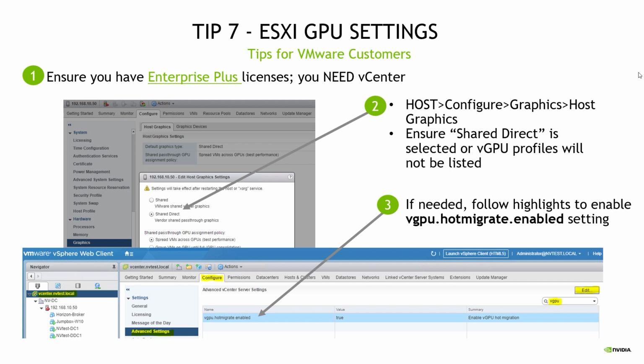The second thing, and I see this quite a lot, is that when people are first installing the server, they will forget to change the graphics mode to shared direct. Okay, the default graphics mode is shared. So make sure that you go to the screen grab that you see below there and change that to shared direct if you're using virtual GPU. You can leave it at shared if you're using something like VSGA, or if you're using GPU pass-through. But for vGPU, we need to have shared direct.